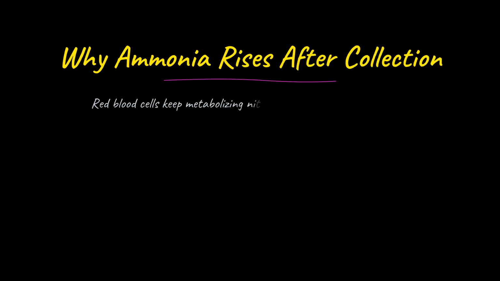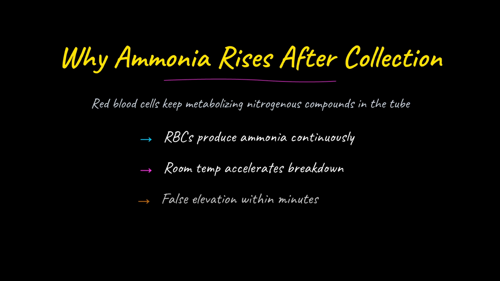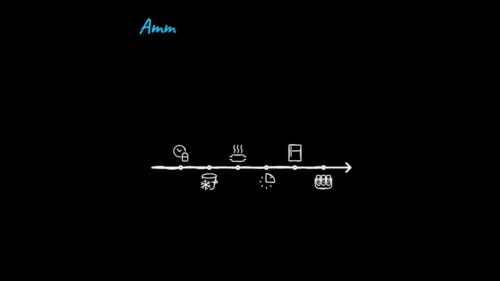Ammonia is one of the most unstable analytes in clinical chemistry. Understanding how to handle it correctly starts with understanding what happens inside the collection tube the moment venipuncture ends. Red blood cells don't stop metabolizing the moment blood is drawn. At room temperature, they continue producing ammonia rapidly enough to push results into a clinically alarming range within 30 minutes, creating a false elevation that can trigger unnecessary intervention.